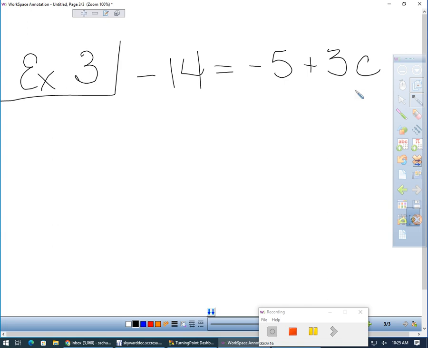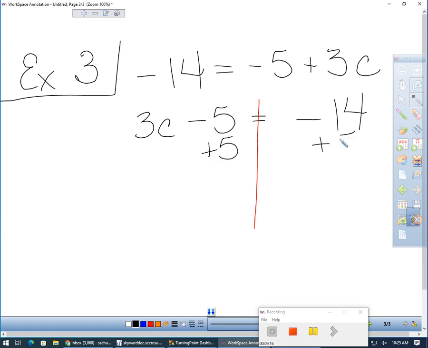So then, Joel, how would I rewrite this? So 3c minus 5 equals negative 14. Beautiful. Now I'm going to go ahead and draw my line down since now my variable is on the left. I need to move that number away from my 3c. How do I get rid of minus 5? Add 5. Whatever I do to this side, I have to do to that side. So I have 3c. Negative 5 and positive 5 cancel.